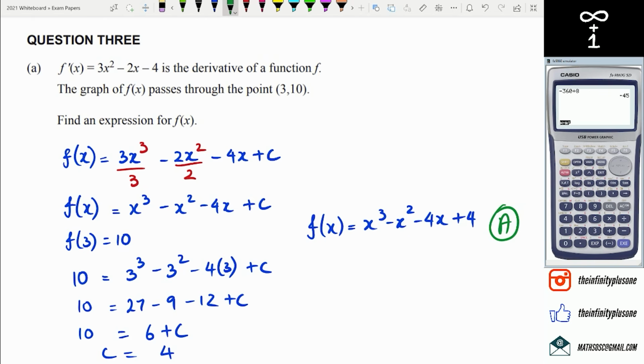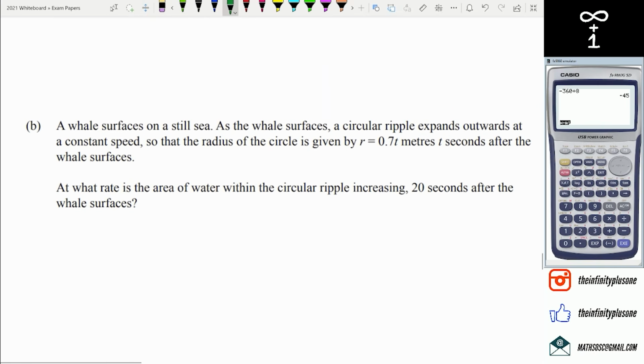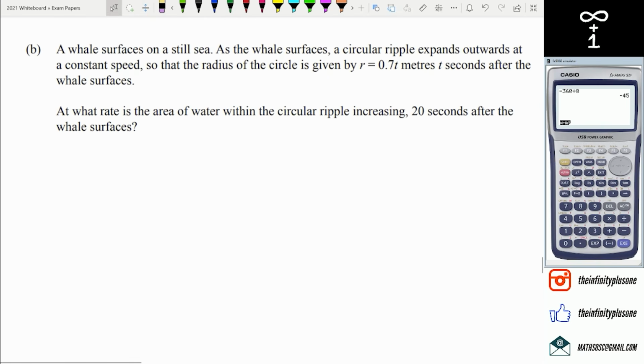All right, so let's go to the next question here. Oh, here we go. What do we got here? I think it's a rate of change question. So we got a whale surfaces on a still sea, blah, blah, blah. Circular ripple expands outside. So I'm going to, again, just kind of like draw this out, right? So we've got like some sort of ripple that's happening. So constant speed, so that the radius of the circle is given by r is 0.7 t. Okay, that's fine. So this is the information that we've got.